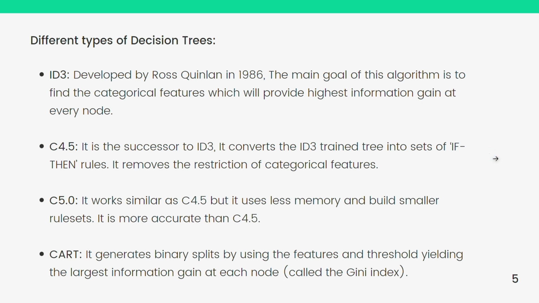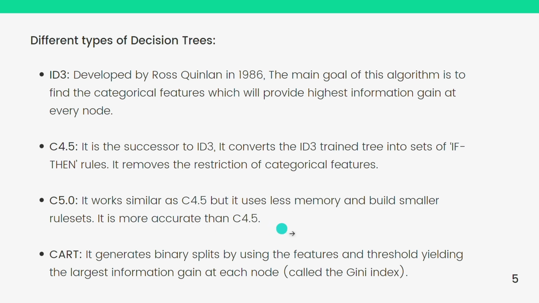So ID3, which was developed by Ross Quinlan in 1986, and the main goal of this algorithm is to find categorical features which provide the highest information gain at every node. So again, there is a formula for information gain in which entropy is used. We'll see that in the next slide. And C4.5. So it is a successor of ID3, and it converts the trained ID3 tree into sets of if-then rules. Now what is additional over here is it removes the restriction of categorical features. ID3 is mainly for categorical features, and C4.5 removes that restriction.